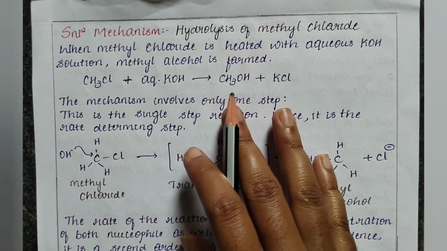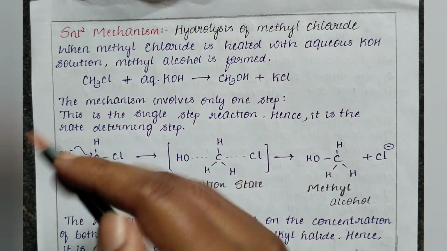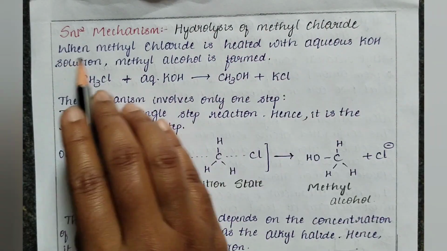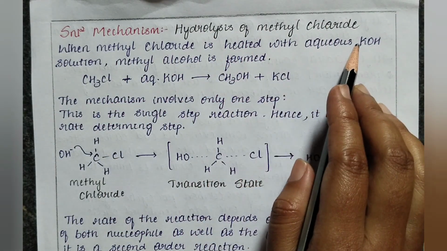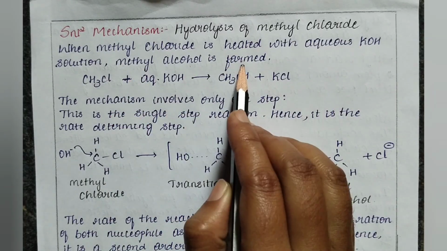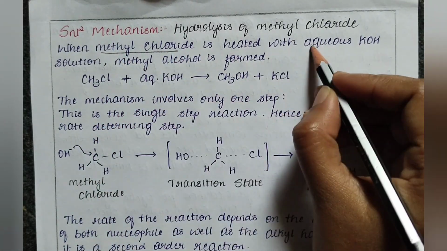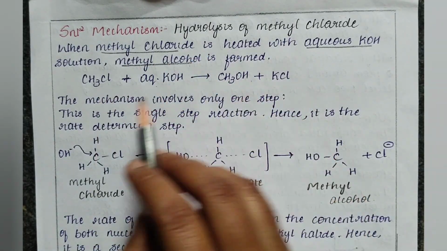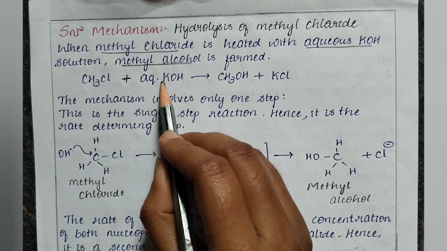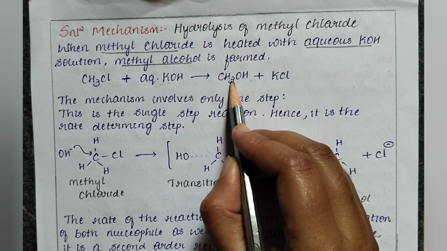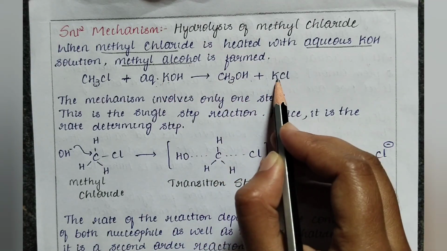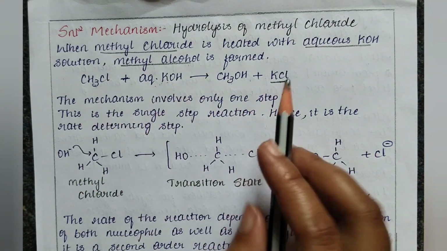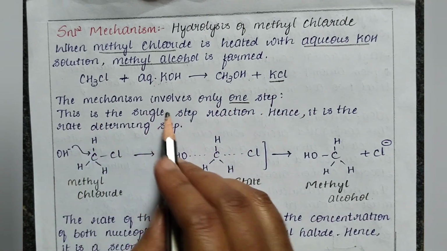Now let us see what the SN2 mechanism means. To understand this, we'll consider an example, the hydrolysis of methyl chloride. When methyl chloride is heated with aqueous KOH solution, methyl alcohol is formed. Here is the corresponding reaction: methyl chloride, when reacted with aqueous KOH, leads to the formation of methyl alcohol plus KCl as the byproduct. Now let us see the mechanism. The mechanism involves only one step. It is a single-step reaction.